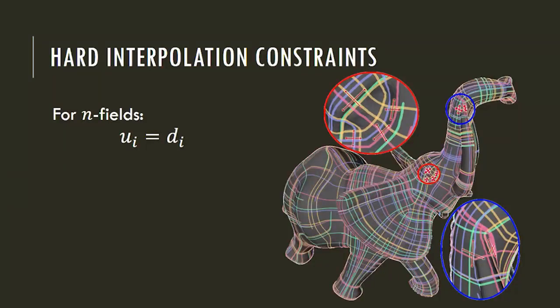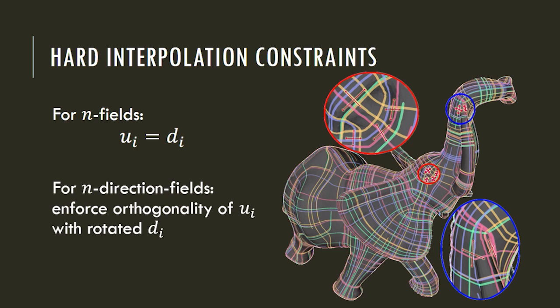So now our hard constraints that we propose in this work, again, for n fields, are fairly simple. As soon as the user chooses a direction on the mesh, we turn this direction into a representation vector and then simply constrain the field to match that representation vector in this field. And again, for n-direction fields, we need to reformulate this constraint. We do this by enforcing orthogonality with a rotated representation vector. Details can be found in our paper, but we need to be a little bit more careful for the n-direction fields here.